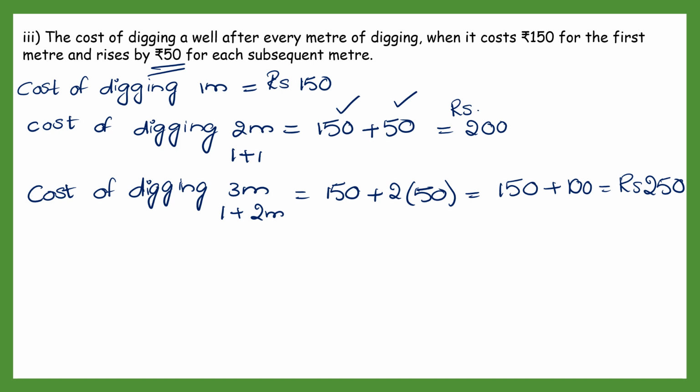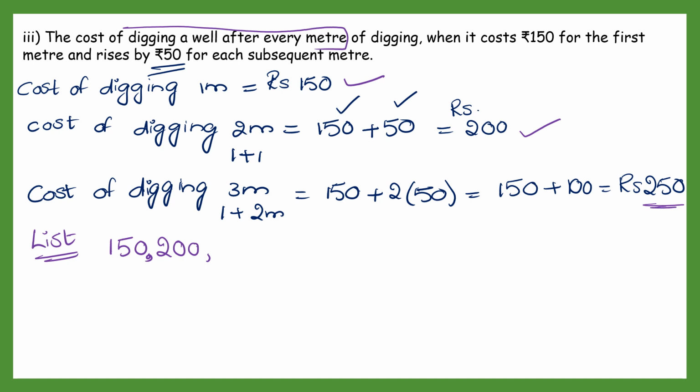Now let us frame the list of numbers. List of what? Cost of digging the well after every meter. So after the first meter the cost is 150 rupees. Next, after the second meter the cost is 200 rupees, and for 3 meters the cost is 250 rupees, and so on. So we should check whether the list is in arithmetic progression or not. For that, what should you do? We should find the difference between the numbers. This is the first number in the list, this is the second number, this is the third number in the list. Let's find the difference.